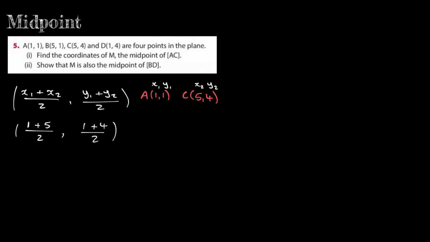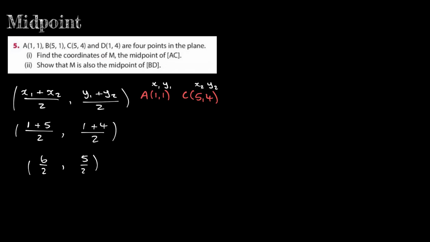Next step there is to work out the fractions. So if I tidy this up, 1 plus 5 will give me 6. So I'm going to turn that into 6. And 1 plus 4 will give me 5. So I'm going to turn that into 5. So this here will be 6 over 2, comma, 5 over 2.